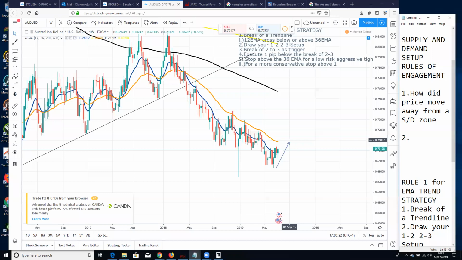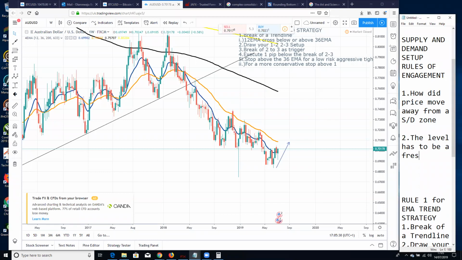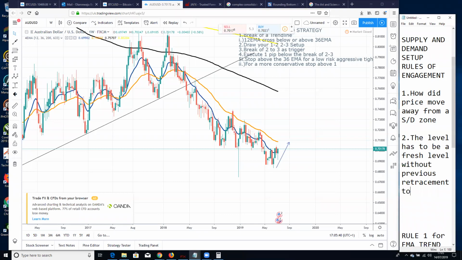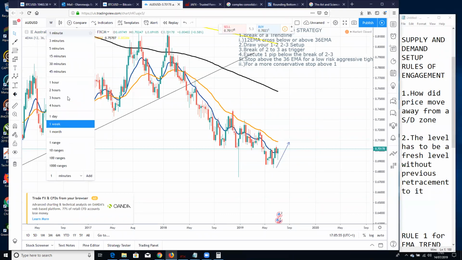The level has to be a fresh level without previous retracement to it. In some cases, when we have previous retracement to it, it's just cutting out the amount of orders away from that particular location. So what we're trying to do now is, price is trying to move up, so our job is to go and find that zone that can be an area of supply going forward.